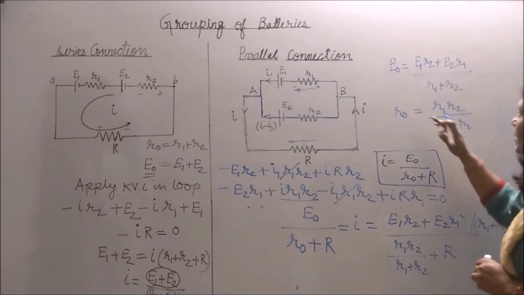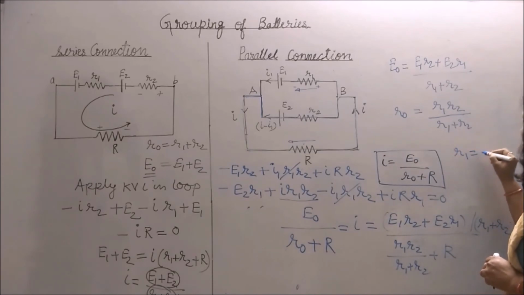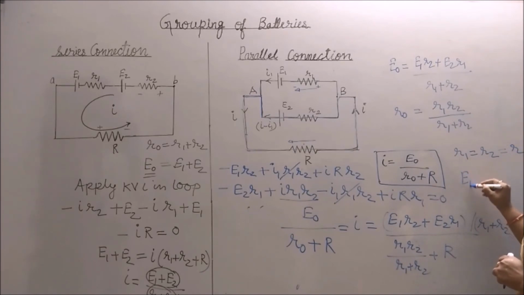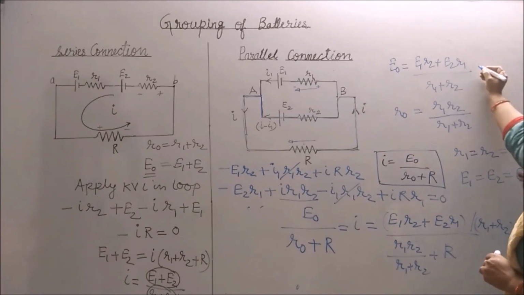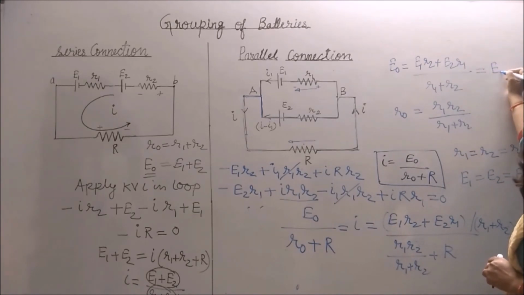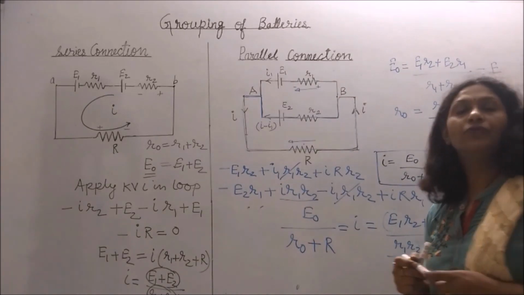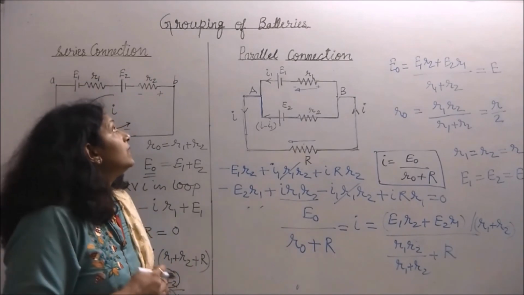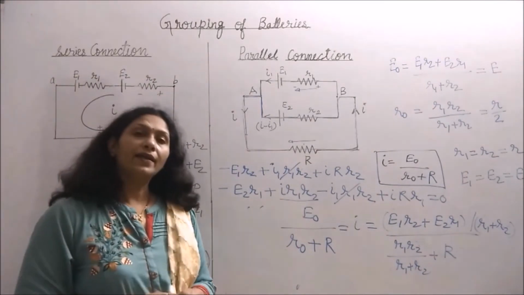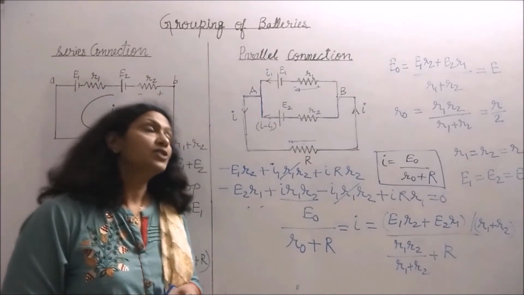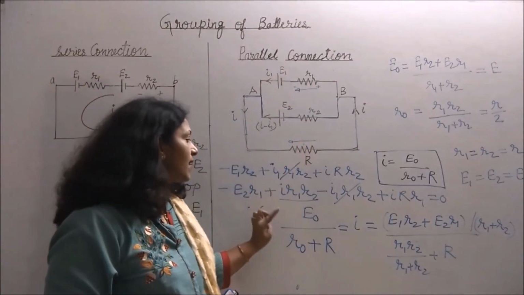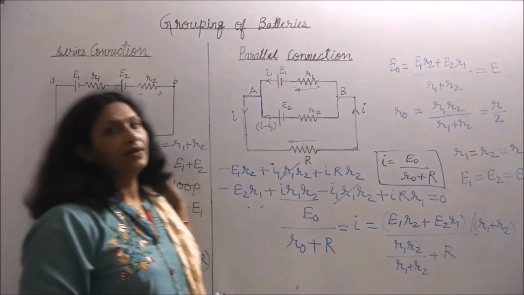And if R1 is given equal to R2, that is equal to R, and E1 is given equal to E2, that is E, then the value of E naught will be equal to E and the value of R naught would be equal to R by 2. So this is the way to find the equivalent of parallel and series combination of batteries, so that we can replace this combination by one value here.